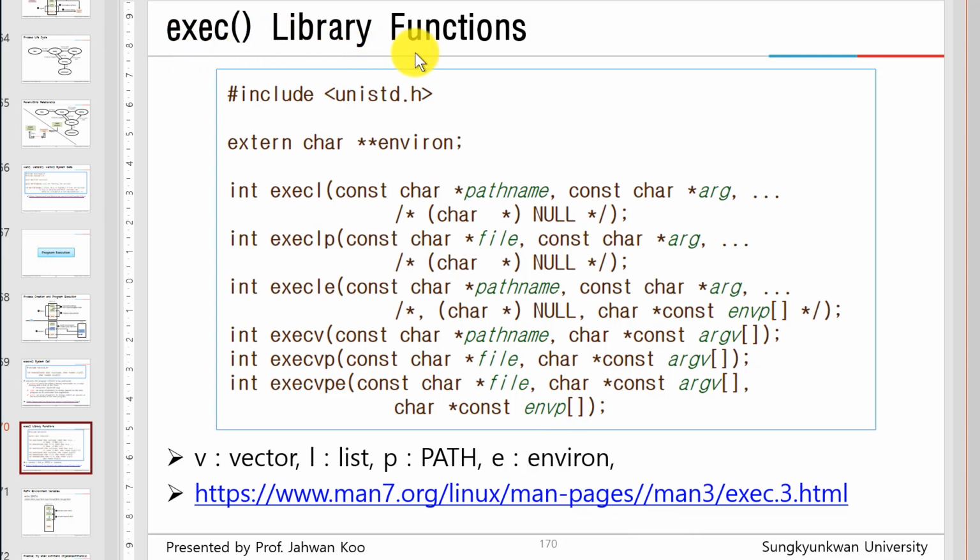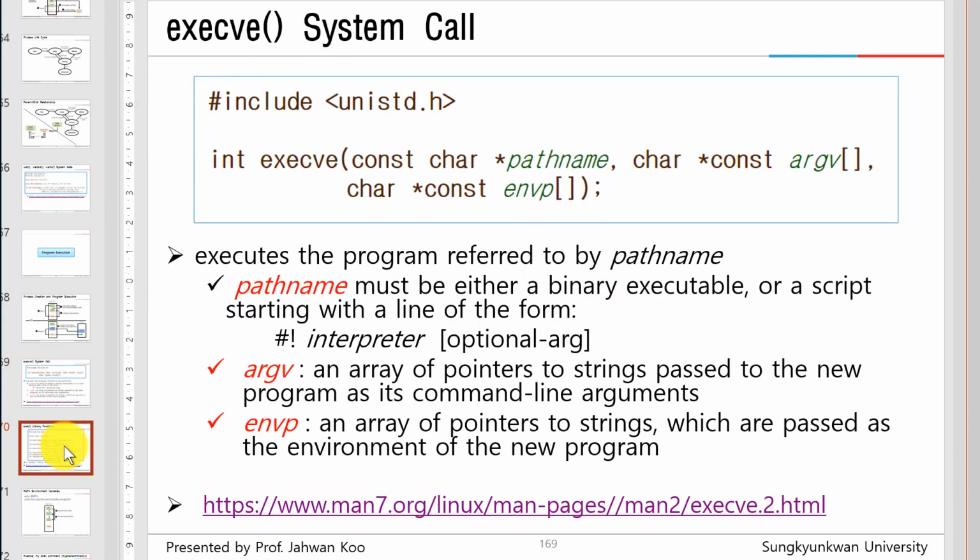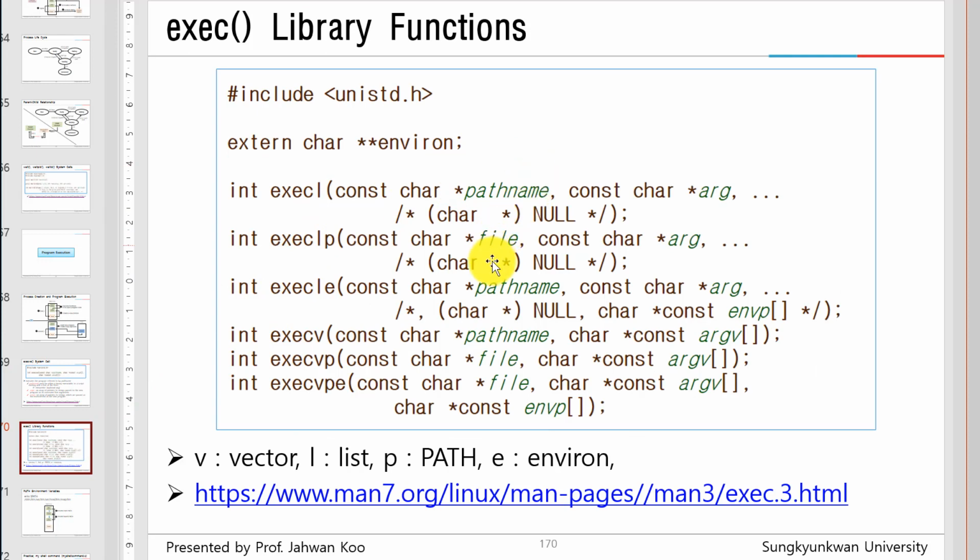Next is exec library functions. As you can see, there are several exec library functions, which are almost the same function, that is program execution. They are based on the execve system call. However, they have different arguments, especially the first argument. For example, the execl function has path name and argument list. In here, l means argument list.